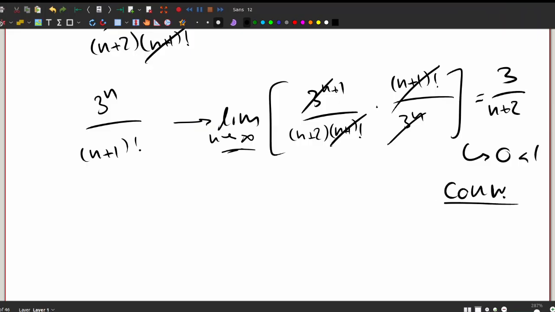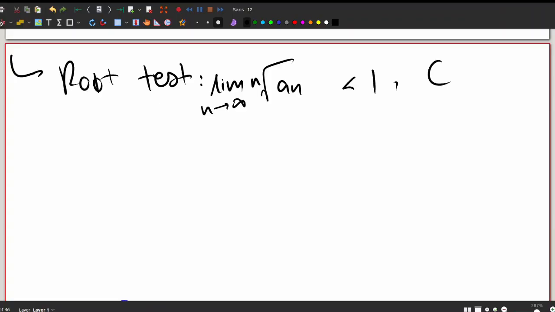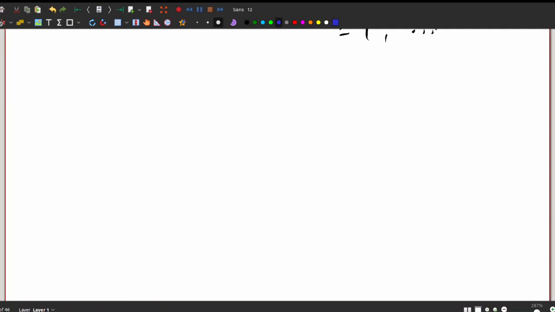Now, there's also the root test, which is also sometimes used for exponentials. So this simply says that you have a of n, you have to take the nth root of it, and you have to take the limit as n approaches infinity. And if this limit is less than 1, it converges, greater than 1 diverges, and equal to 1, use a different test. Let's look at an example for the root test.